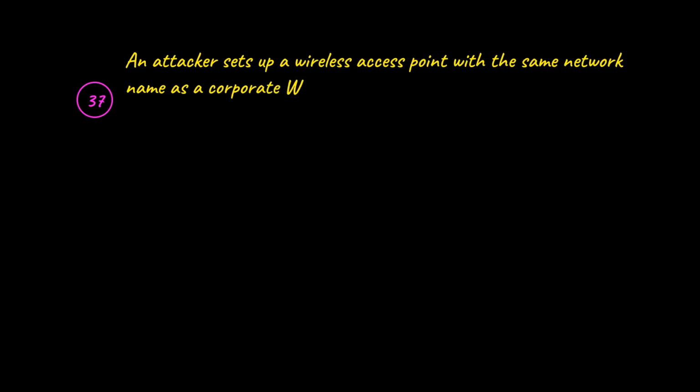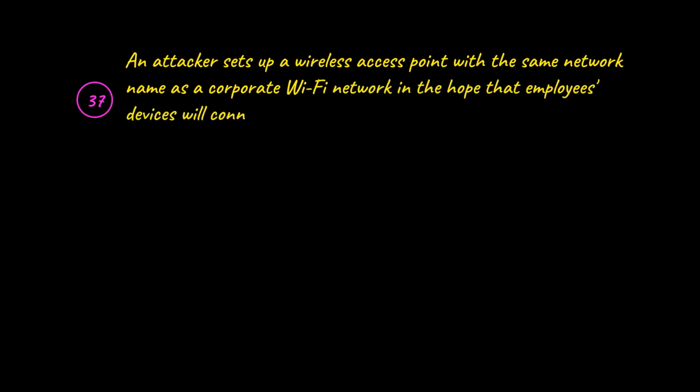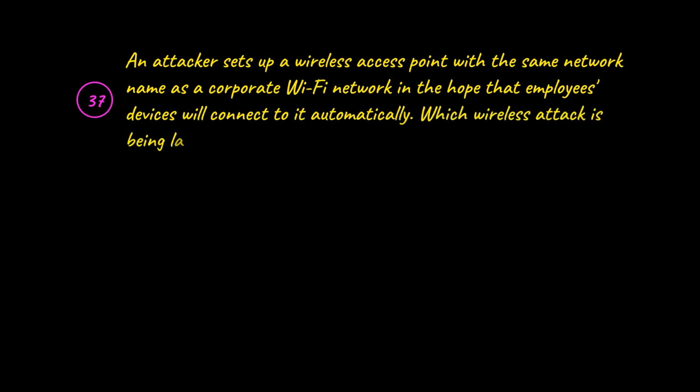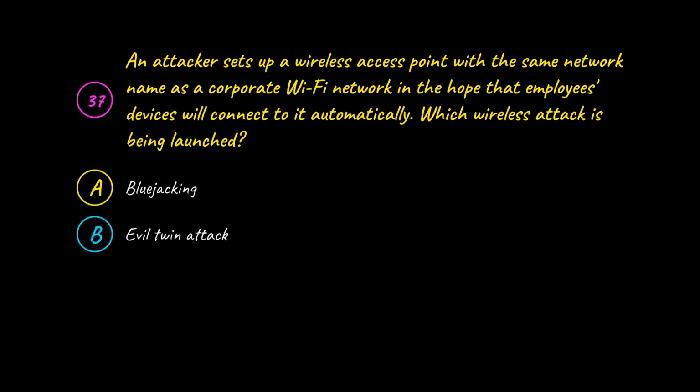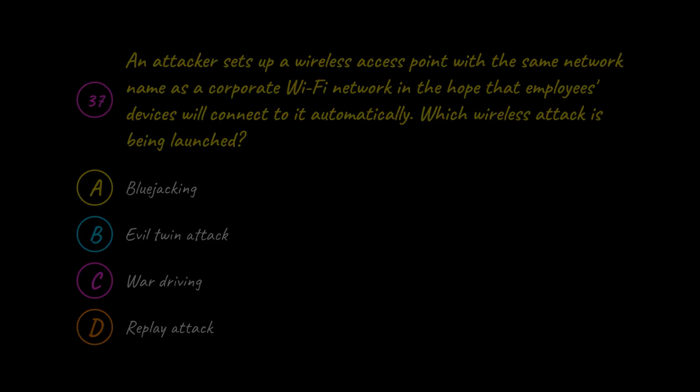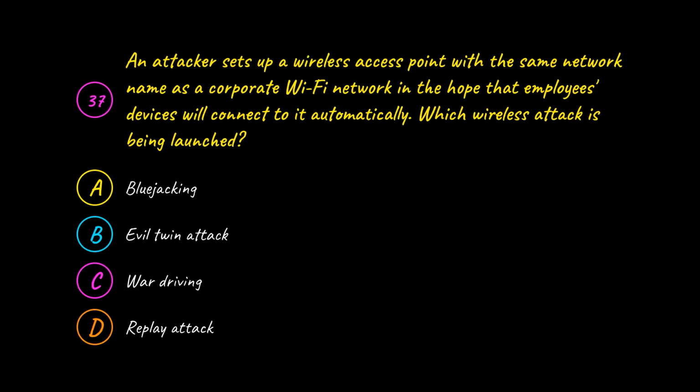Question 37. An attacker sets up a wireless access point with the same network name as a corporate Wi-Fi network in the hope that employees' devices will connect to it automatically. Which wireless attack is being launched? Your options are A. Bluejacking, B. Evil twin attack, C. War driving, D. Replay attack. Pick one. Trust your gut.